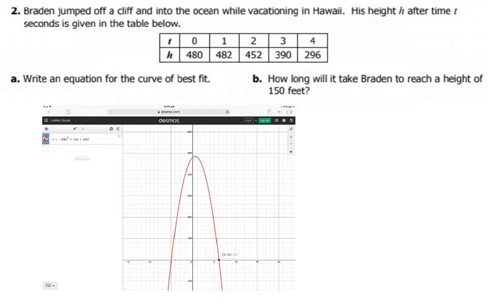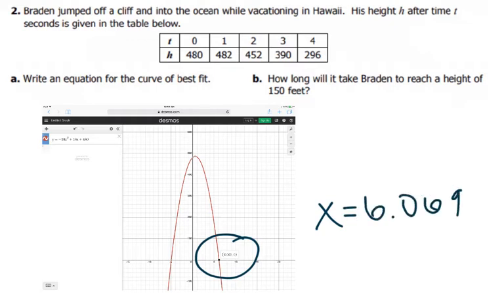Okay, so I had to zoom out a little bit so I could see the entire parabola. So x equals 6.069. So just making sure you can read the question and that you can interpret what it's looking for, and then you're using all the stuff we talked about in the quadratic. So it gets a little overwhelming, I know. Take a deep breath, you're going to be fine.